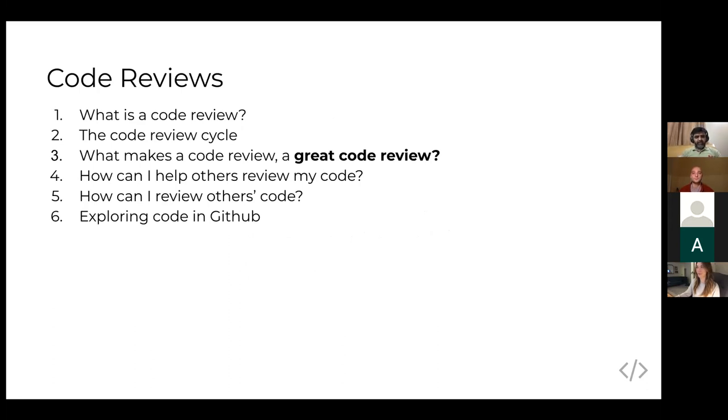So there are basically six things that we will be covering during this presentation. What is a code review? The code review cycle. What makes a code review a great code review? How can I help others review my code? How can I review other people's code, which is as important? And then exploring the code in GitHub, because GitHub is a very famous and the most used tool. There is Bitbucket as well, and GitLab, but we will be focusing on GitHub. And there are certain things in GitHub that a person needs to know to do a successful or good code review. It helps a lot.